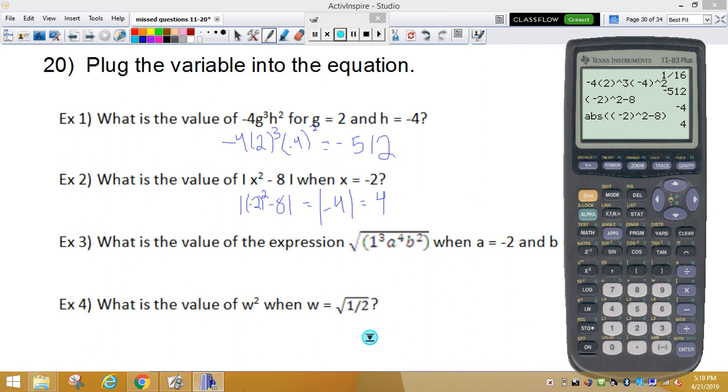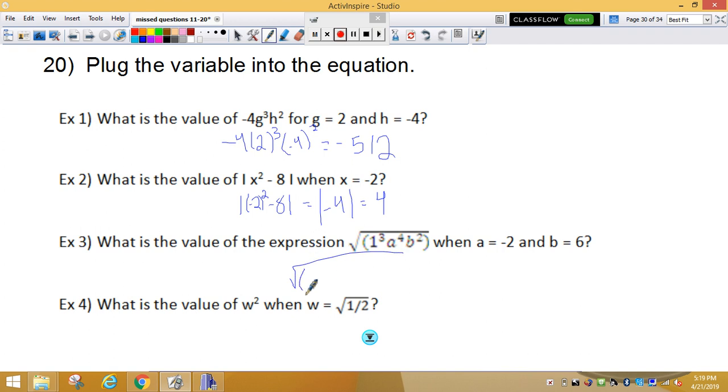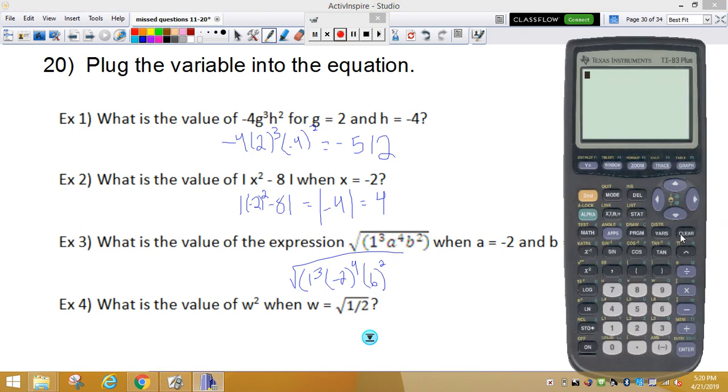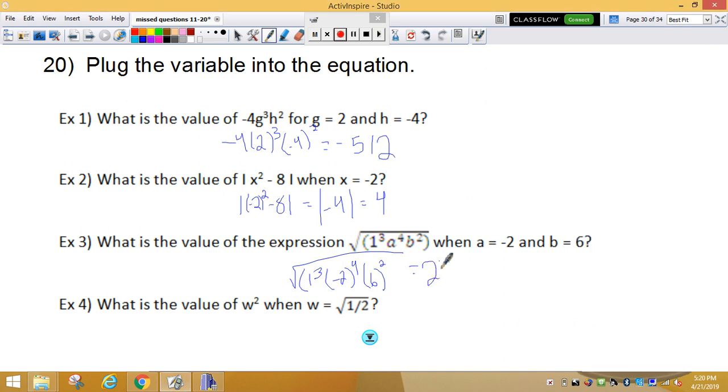All right, let's do example 3. I have the square root of a to the third b. For a, I'm plugging in a negative 2 to the fourth. For b, I'm plugging in a 6 to the second. When I'm doing square roots, I like to type in everything in the inside first. So I have 1 to the third. A is going to be negative 2 in parentheses to the fourth. B is 6 to the second. So I get 576. I want to take the square root of that. So second, that 576. And you get 24. So the answer to example 3 is 24.